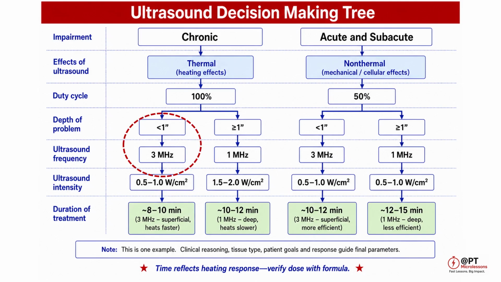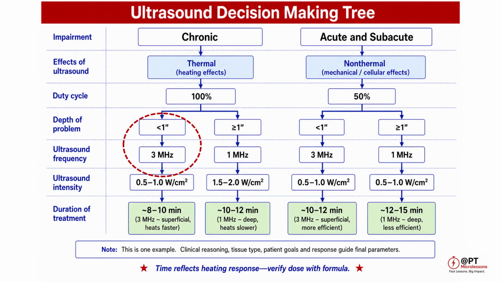As I said before, one thing you will see often with ultrasound settings is that one setting affects the others. Let's walk through one path on the flow chart. We will start with a chronic condition in which the goal is thermal effects, so we select continuous ultrasound. Next, we consider the depth of the target tissue. If the tissue is superficial, we select 3 MHz.